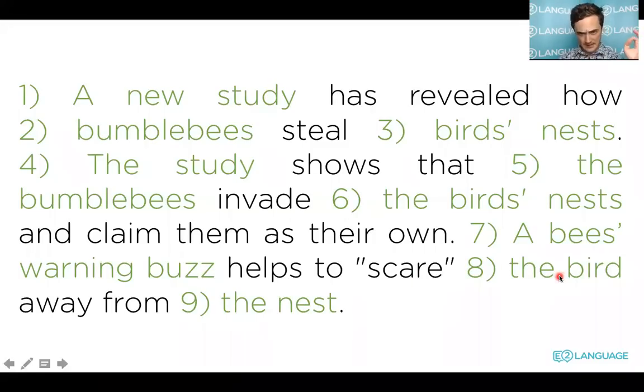A new study has revealed how bumblebees steal birds' nests. The study shows that the bumblebees invade the birds' nests and claim them as their own. A bee's warning buzz helps to scare, you could say a bird away from the nest as well.